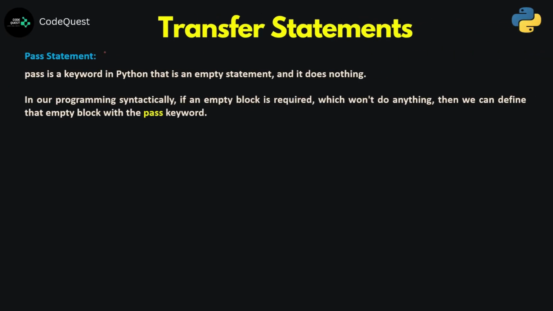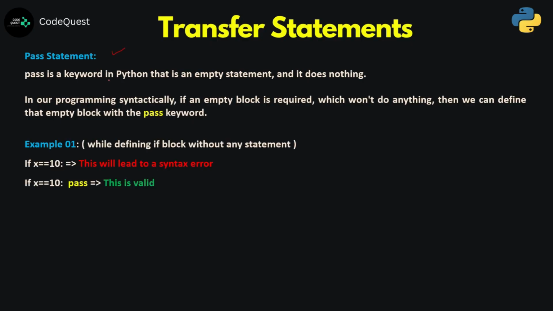Now the third transfer statement is your pass. Though it is not a transfer statement exactly, the pass statement is a keyword that we use in Python to define some empty statement, and it does nothing. Now in our programming, syntactically there is nothing like an empty block. You cannot write an empty block. So whenever you want to specify an empty block which does not do anything, we should be using this pass keyword.